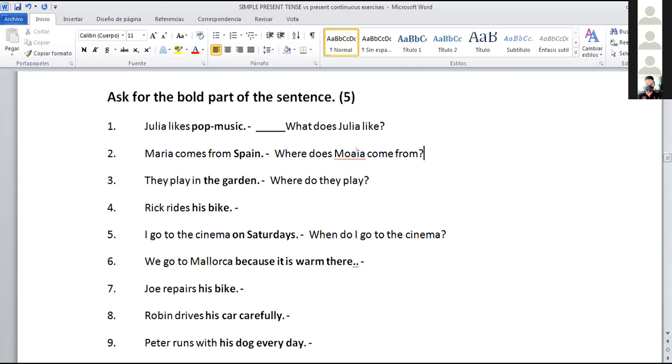Where does Maria come from? Maria comes from Spain. You see, the answer is Spain. Now, in the garden. So that's what I want for an answer. In the garden. What is the question?